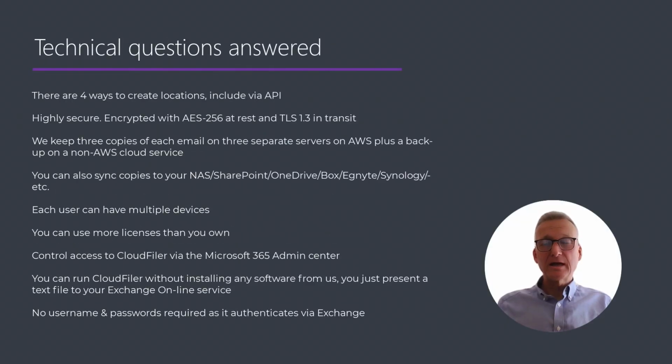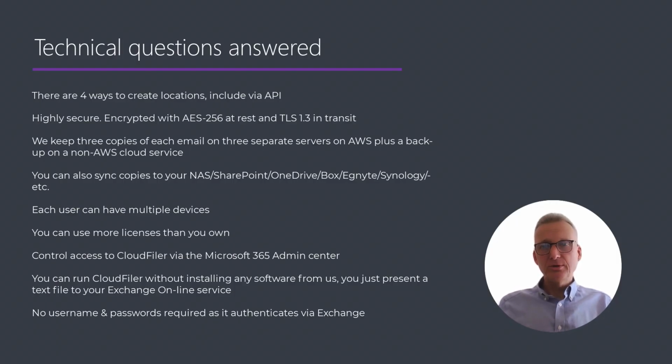So IT staff may have many questions, but here are some of the answers to the most common ones. So firstly, there are 4 ways to create locations, and if you have the programming skills, you can even do this automatically via our API. CloudFiler is highly secured, emails are encrypted with AES 256 at rest and TLS 1.3 in transit, so it's double encrypted as the data flies over the internet.